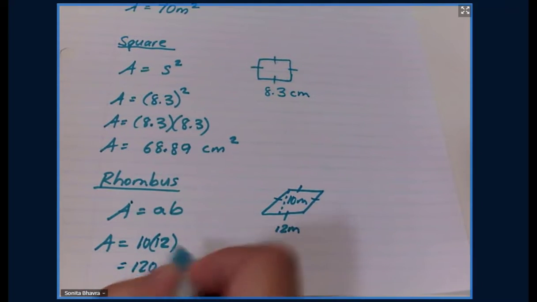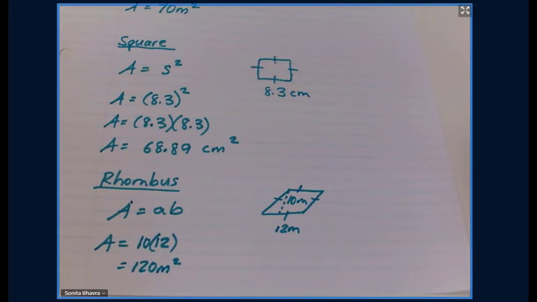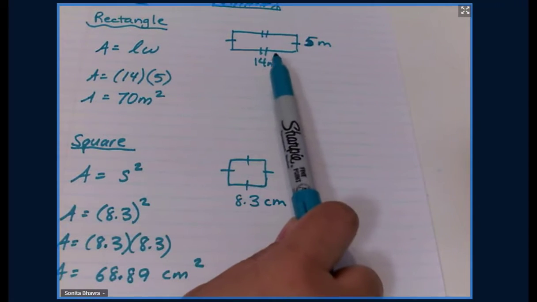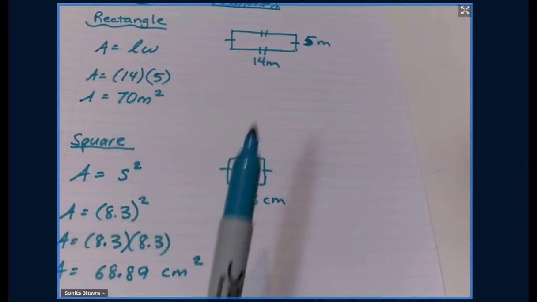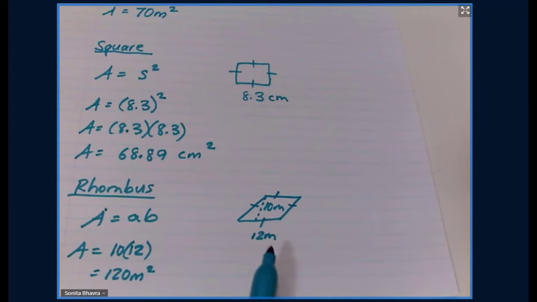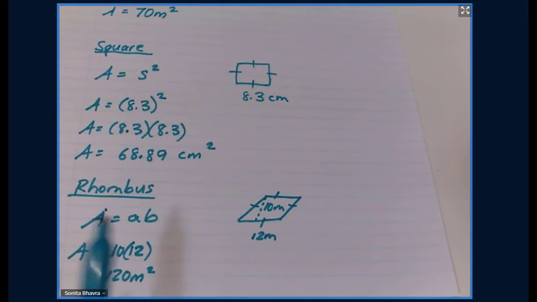meters squared. One other thing I wanted to mention is that whenever we have area, because it's a unit times a unit, meters times meters, that's why it's meters squared; centimeters times centimeters, so centimeters squared. So our units for area will have the units squared.